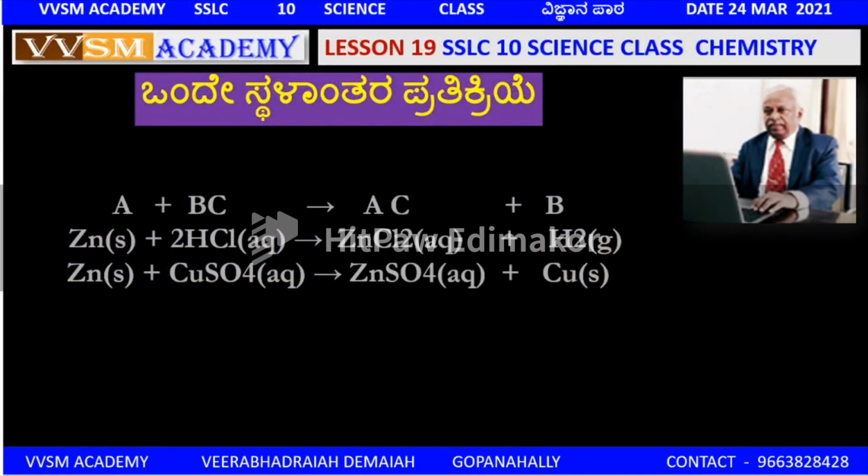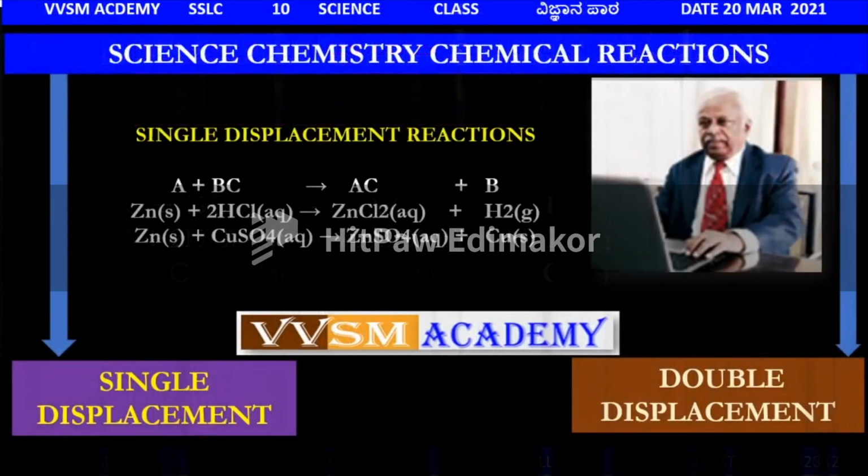Now, single displacement reaction: A plus BC gives AC plus B. That means A is displacing B and becoming AC. With an example I will tell you. Zinc solid reacts with hydrochloric acid by displacing hydrogen. This is the preparation of hydrogen in the laboratory. So my dear friends, zinc reacts with HCl, gives you zinc chloride and hydrogen. That means hydrogen is displaced by zinc.